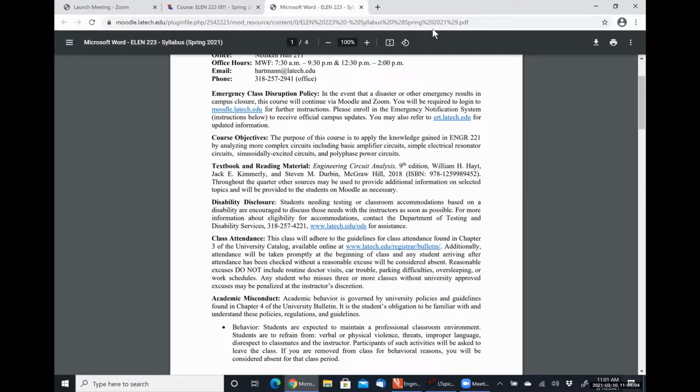The textbook is officially Engineering Circuit Analysis, 9th edition, by Hayt, Kemmerly, and Durbin. Unofficially, any circuit textbook will do. I will never ask you to work something out of a specific textbook or anything like that. So anything is useful.